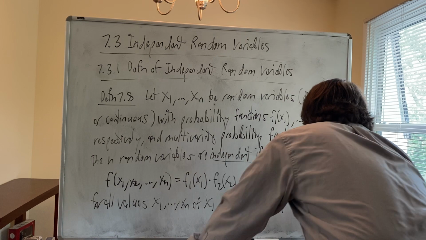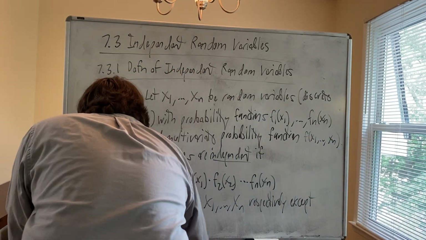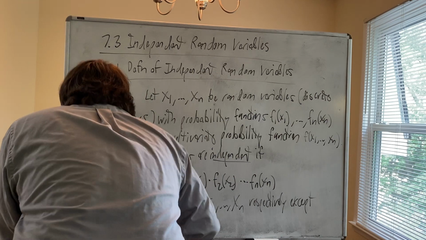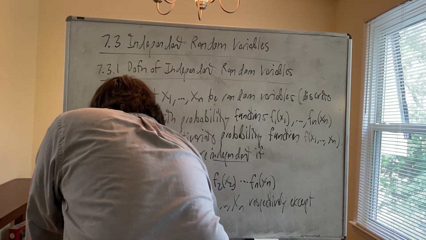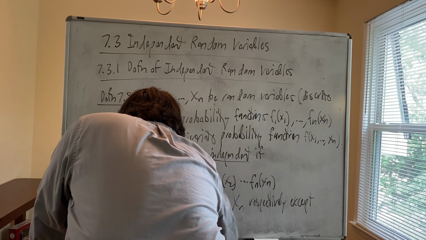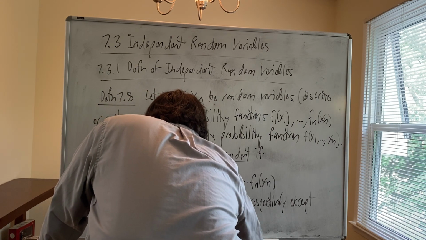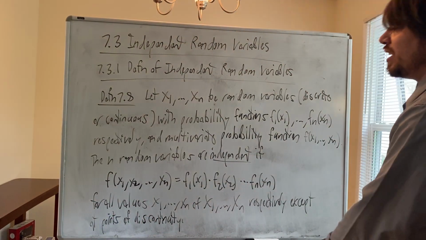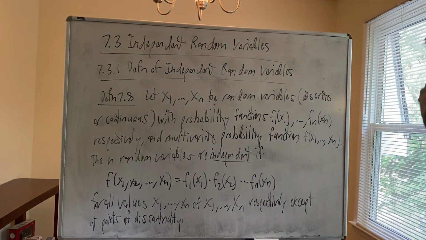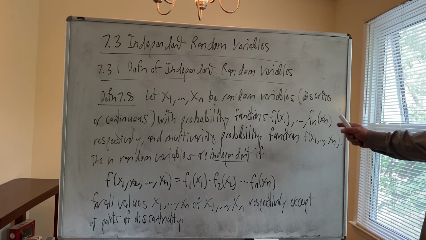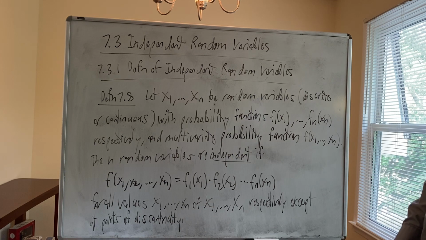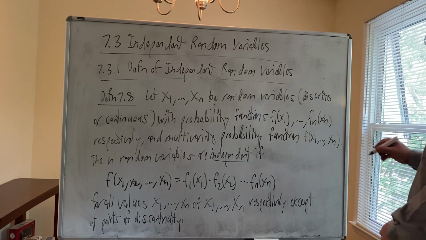except at points, just to make it a little bit harder, except at points of discontinuity. Okay, so definition 7.8. Let x1 to xn be random variables, discrete or continuous, either one, with probability functions f sub 1 of x1 to f sub n of xn, respectively, and multivariate probability function f of x1 to xn.